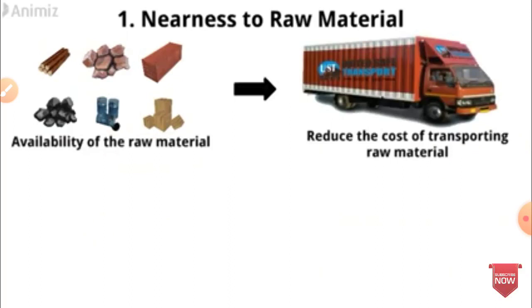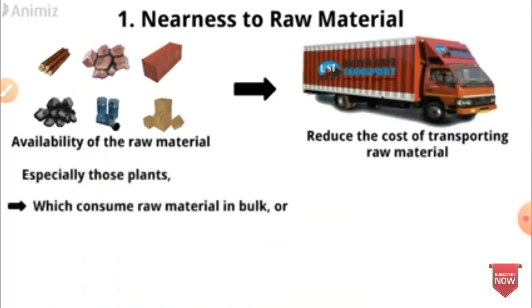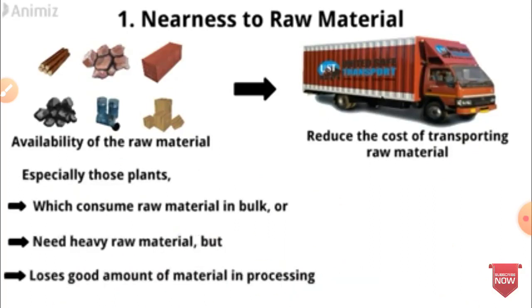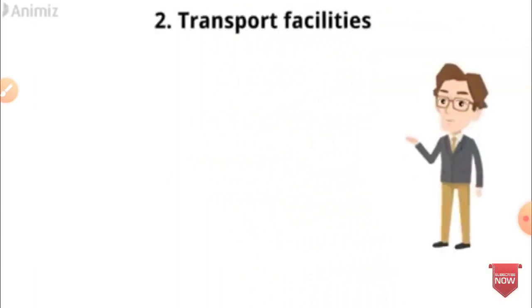Availability of the raw material reduces the cost of transporting raw material, especially for those plants which consume raw material in bulk and need heavy raw material. Plants with good amount of material loss in processing must be located close to the source of raw material. Okay, the second point is transport facility.